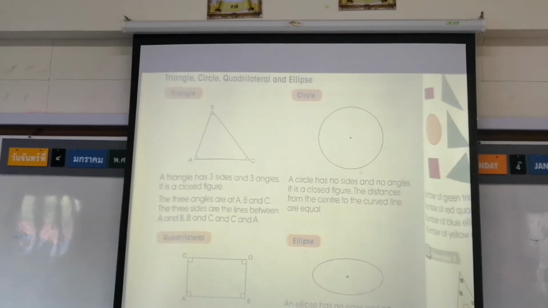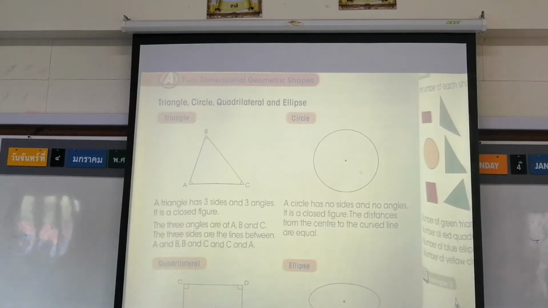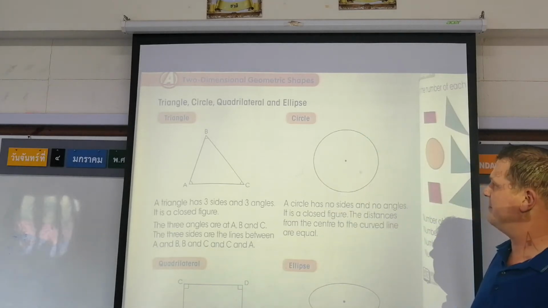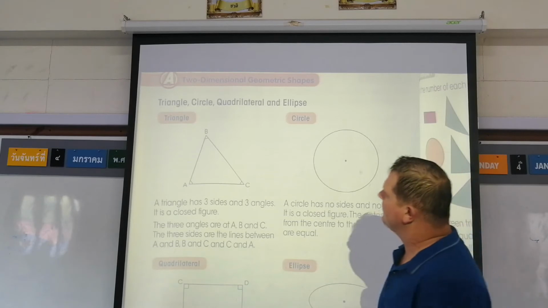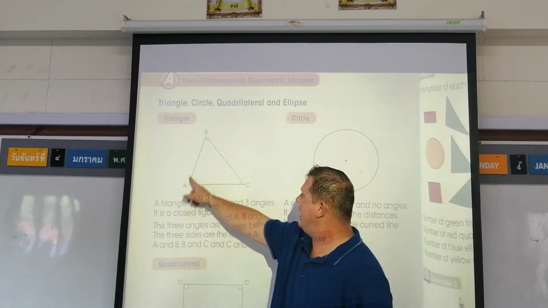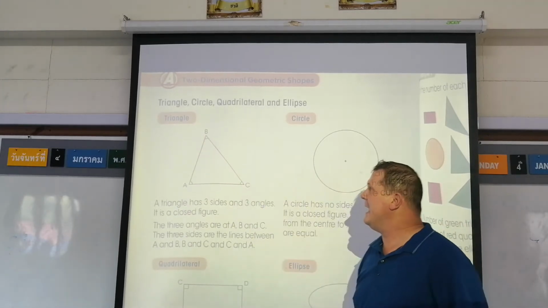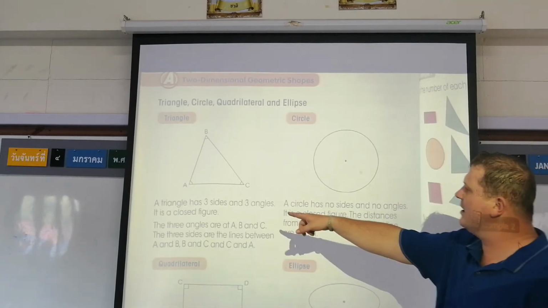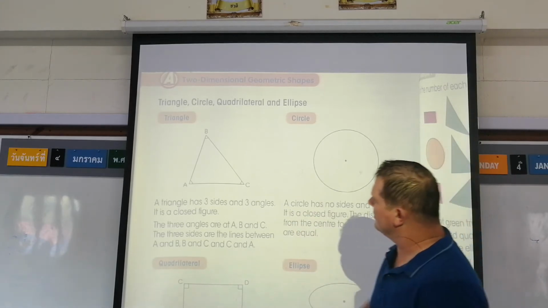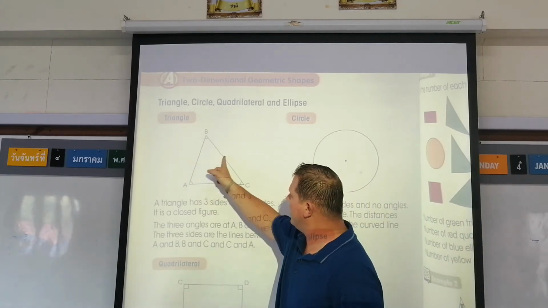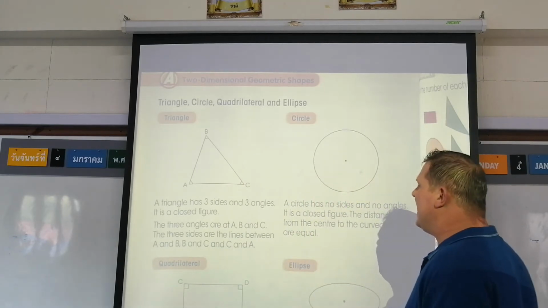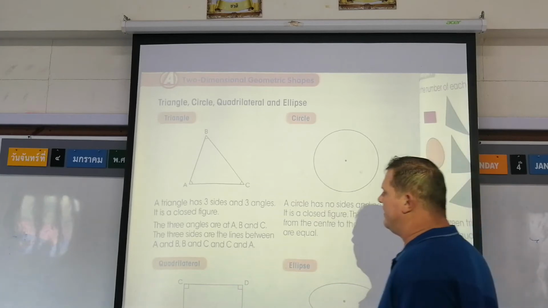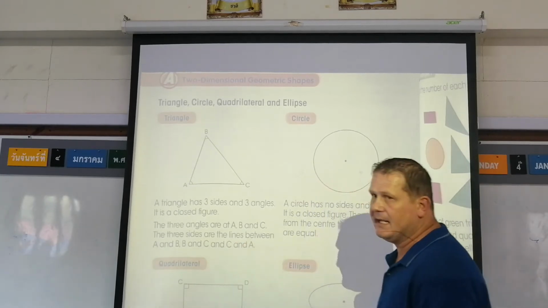Two-dimensional geometric shapes. All right. Triangles, like I told you. One, two, three. A, B, C. That forms a triangle. A triangle has three sides and three angles. So those are the angles, those are the sides. These three angles are at A, B, and C. The three sides are the lines between A and B, B and C, and C and A.